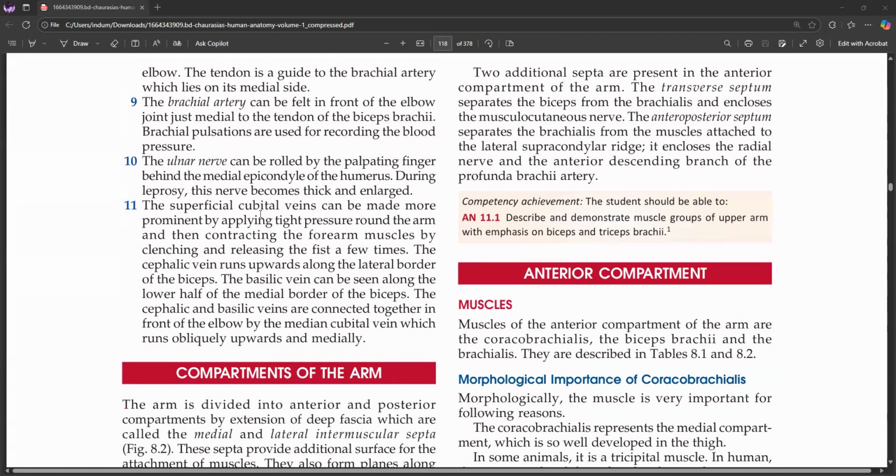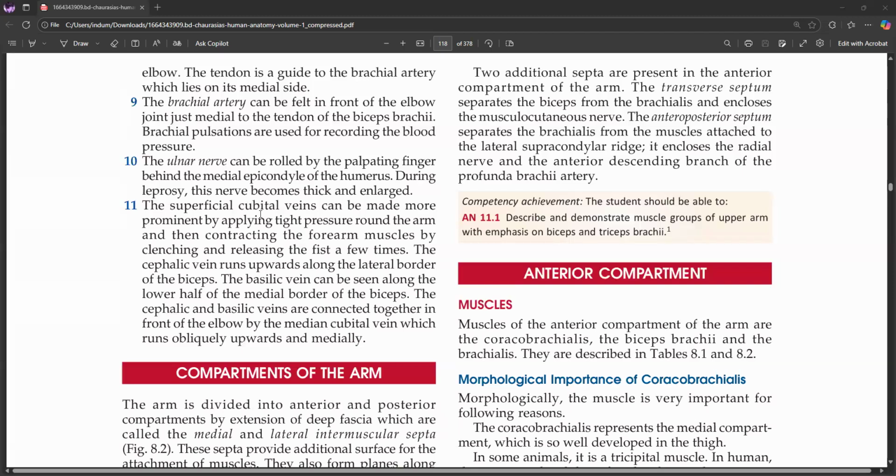Number 9. The brachial artery can be felt in front of the elbow joint just medial to the tendon of the biceps brachii. Brachial pulsations are used for recording the blood pressure. Number 10. The ulnar nerve can be rolled by the palpating finger behind the medial epicondyle of the humerus. During leprosy, this nerve becomes thick and enlarged.